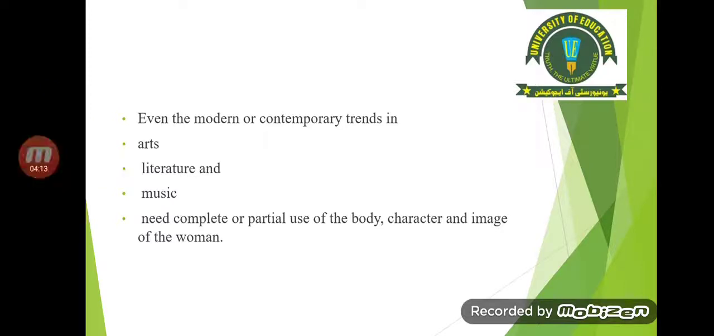So in every form of art, either it is literature, music or arts, we can see the female figure as an integral part of that art field. Without the female figure, there is a kind of emptiness.